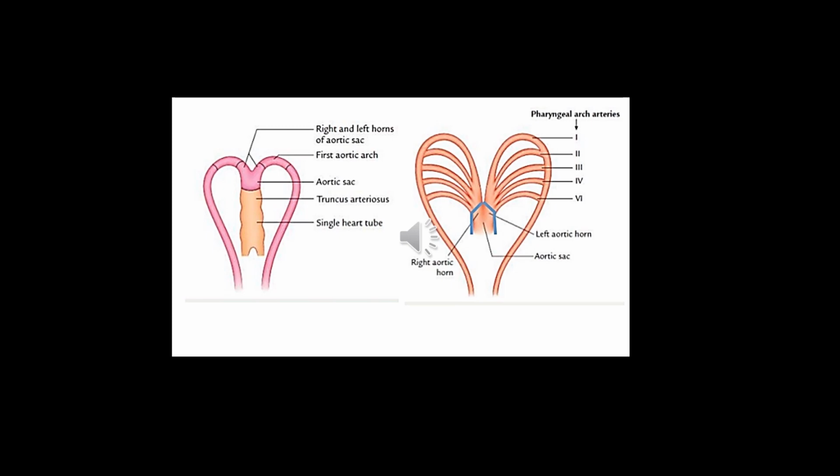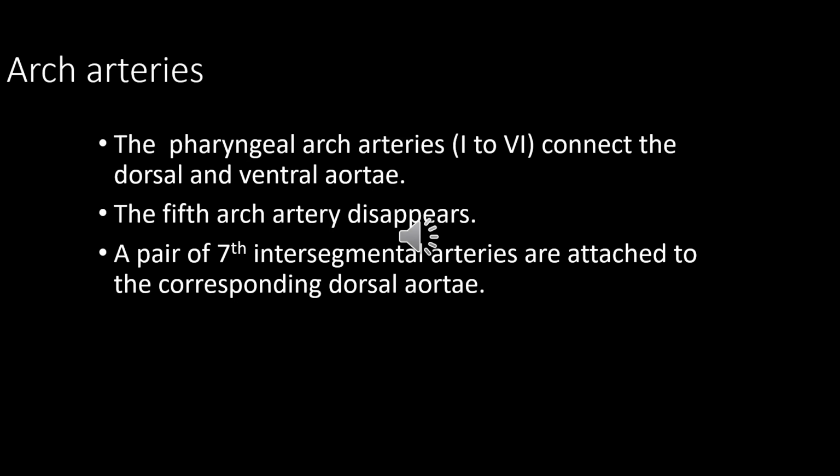On the right side, we can see the pharyngeal arch arteries, first, second, third, fourth, and sixth, and they are connected on one side to the ventral aorta, and on the other side they are connecting to the dorsal aorta. Well, this is a recap of what I have discussed so far, the arch arteries, how they connect.